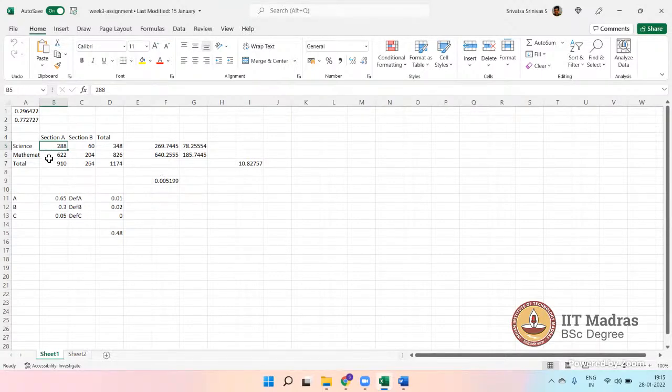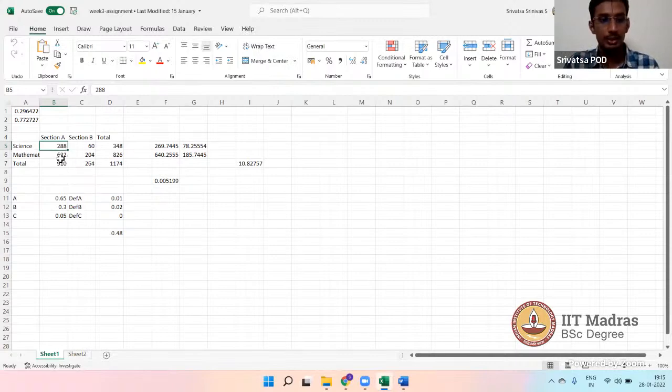Sure. So this is the observed value, or the sample data, which you have at hand. Now you need to calculate the expected frequency. The expected frequency is calculated as the column total times the row total divided by the total number of respondents. Similarly, you calculate each cell, meaning the number of people from section A who have chosen the science-based elective, the number from section B who have chosen the science-based elective, and so on. These are the observed values, and these are the expected values.